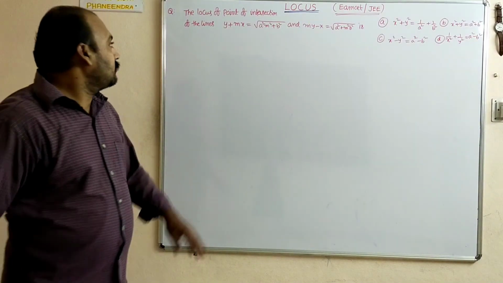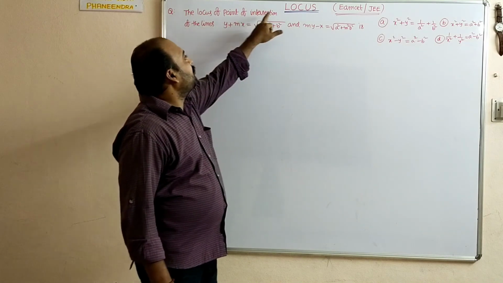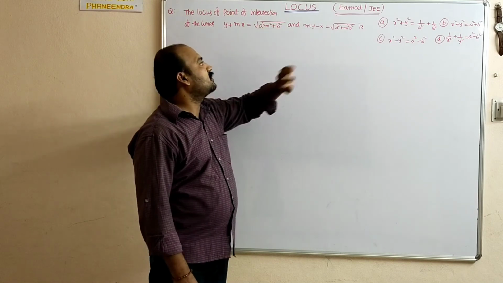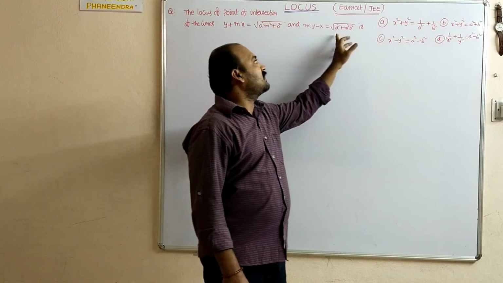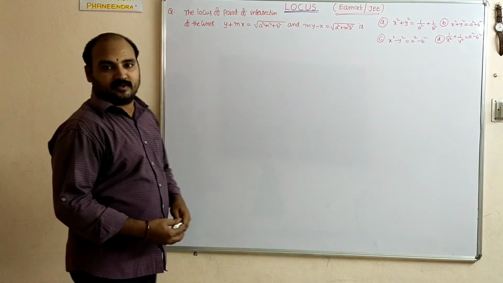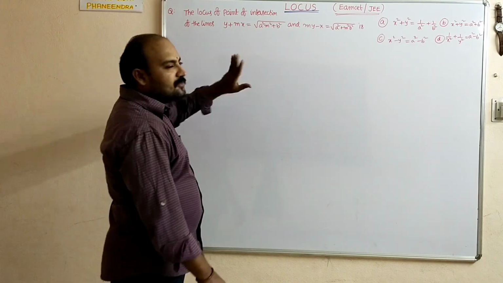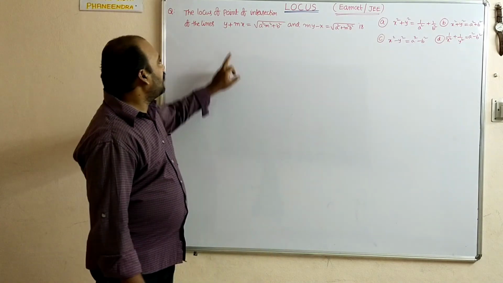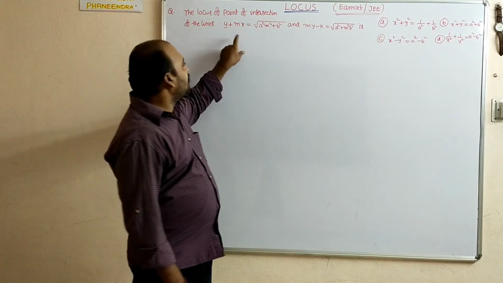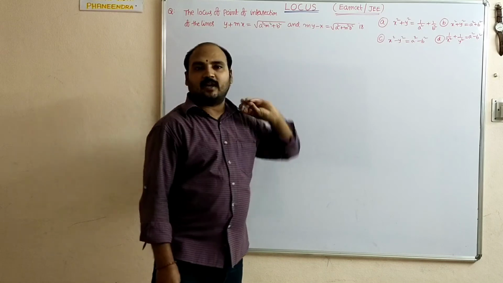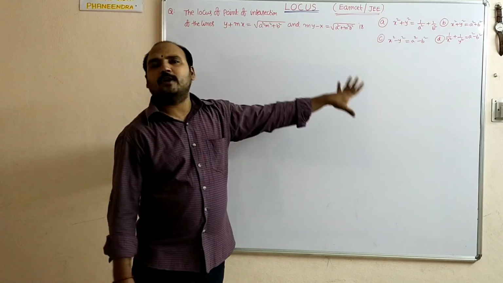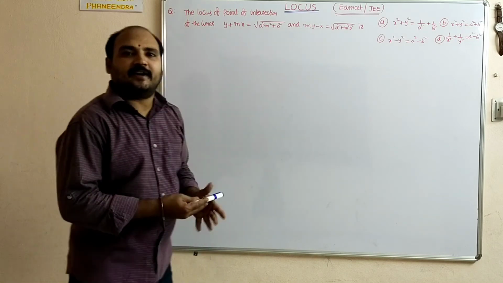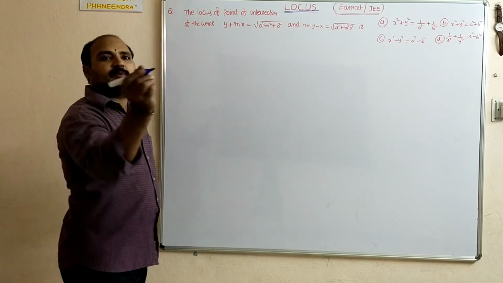The next question. The locus of the point of intersection of the lines y plus mx equal to root of (a square m square plus b square) and my minus x equal to root of (a square plus m square b square) is... So observe that here y plus mx is there, here my minus x is there. Their x coefficient and y coefficient are interchanged, and instead of plus, minus is there. Whenever you find lines like this, just square on both sides and then add both equations. This is the logic behind that.